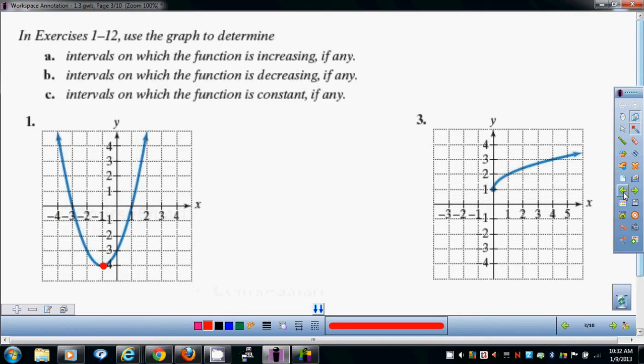What about number 3? Where does it look like it's going uphill? 0 to where? Infinity. Very good. Starting at 0 is already going uphill. What about decreasing? I see people shaking their head no. What does that mean in word terms? There's not one. There is no interval of decreasing, nor is there an interval of constancy for this particular problem. Questions about those two?